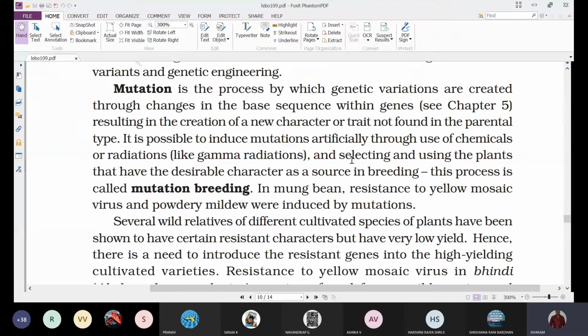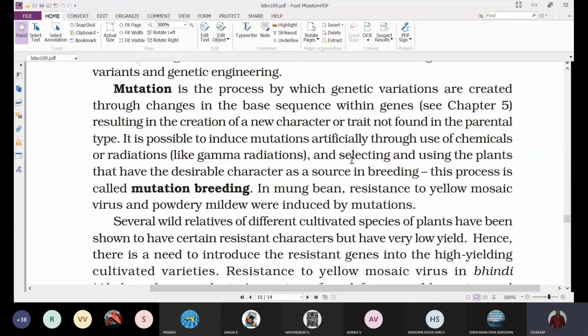What are the changes that are observed? We don't know. So we have to undergo selection, selecting and using the plants that have the desirable character as a source in breeding. This process is called mutation breeding. After undergoing mutation, it has to be followed by selection.